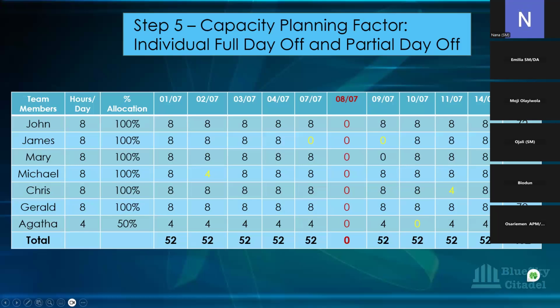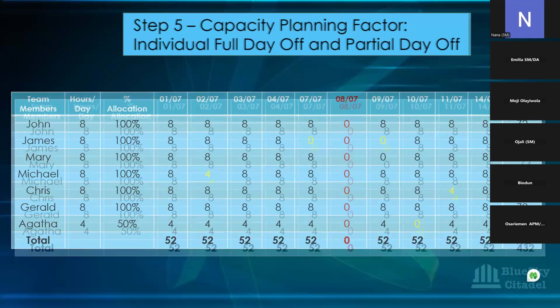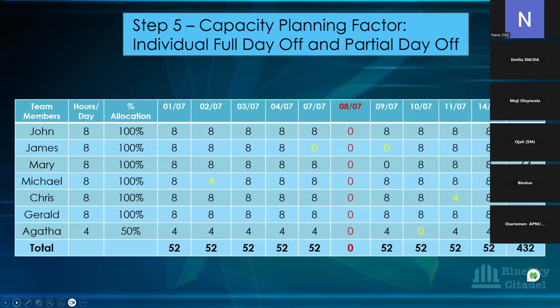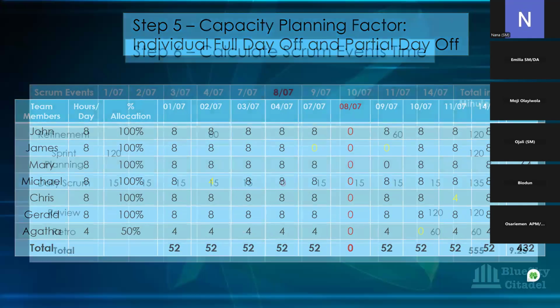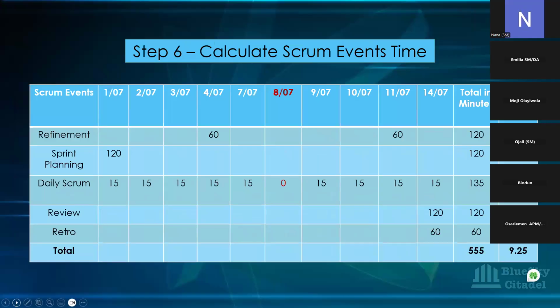So you can see that from 468, when we remove the hours for the bank holiday, by the time you remove their individual full day or partial day off, you've come down to 432. You can see it's reduced further because all these factors need to be put in place. Okay. And then if we go to the next page now, sorry, this is just a double slide.